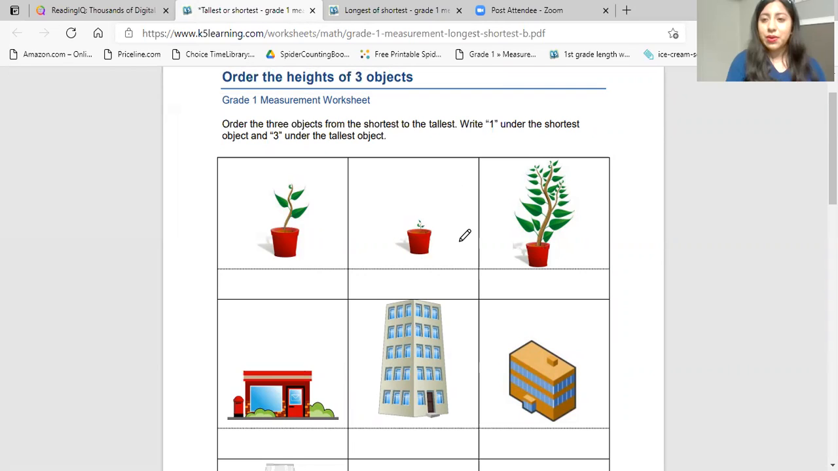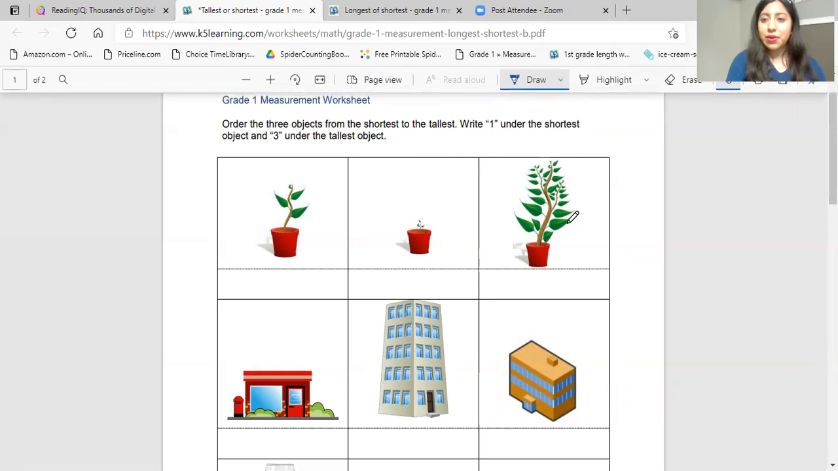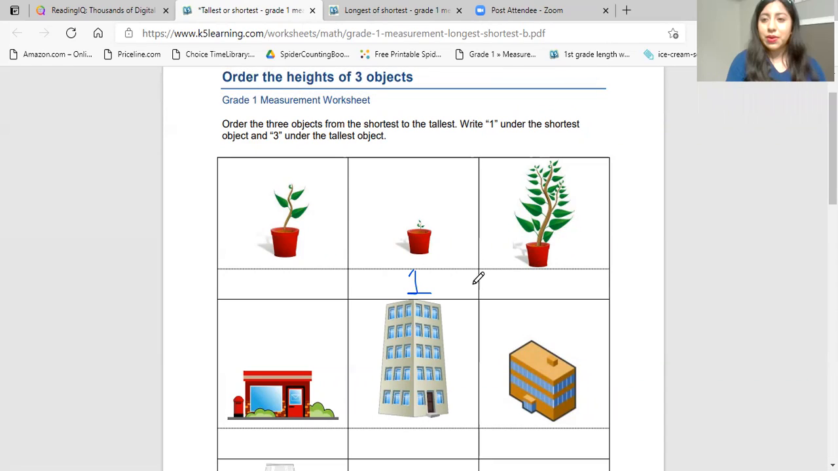Remember how in the book we had the dogs all lined up and they were from biggest to smallest? Now we're going to do shortest to tallest. So we're going to write number 1 under the shortest object and then number 3 under the tallest object. So which one of these three is the smallest one? Which is the shortest one? Is it the first box, the second, or third? It is the middle one, that's right. So I'm going to write a number 1 right here because it is the shortest.